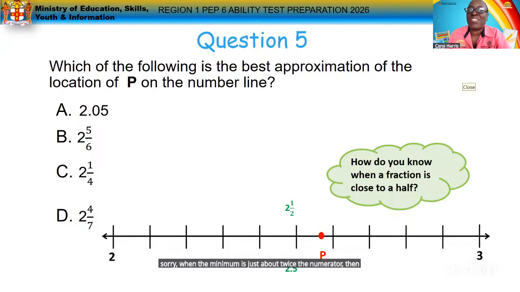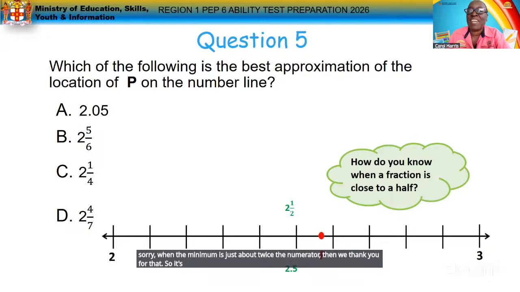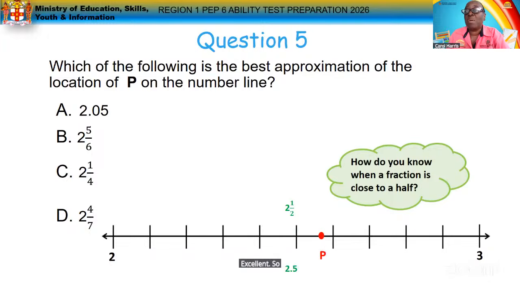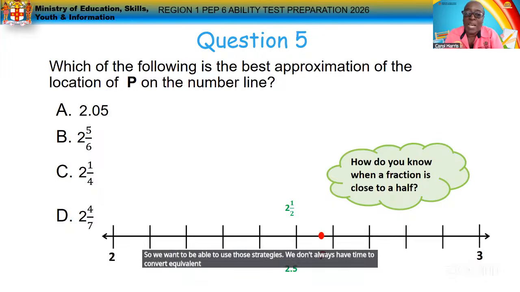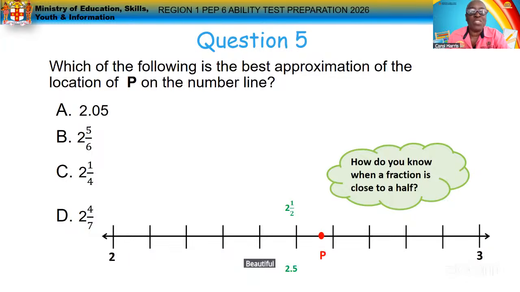When the denominator is just about twice the numerator, thank you for that. Edison has also typed that in the chat. Excellent. So we want to be able to use those strategies. We don't always have time to convert to equivalent fractions and multiply numerator and denominator by the same number to form equivalents. We have to look for strategies that help us to move quickly and efficiently. Beautiful. Let's move on.